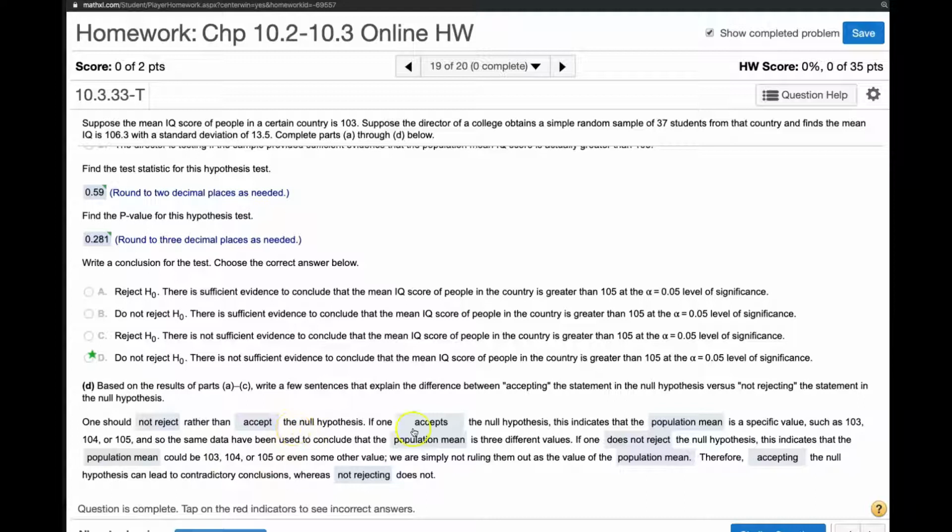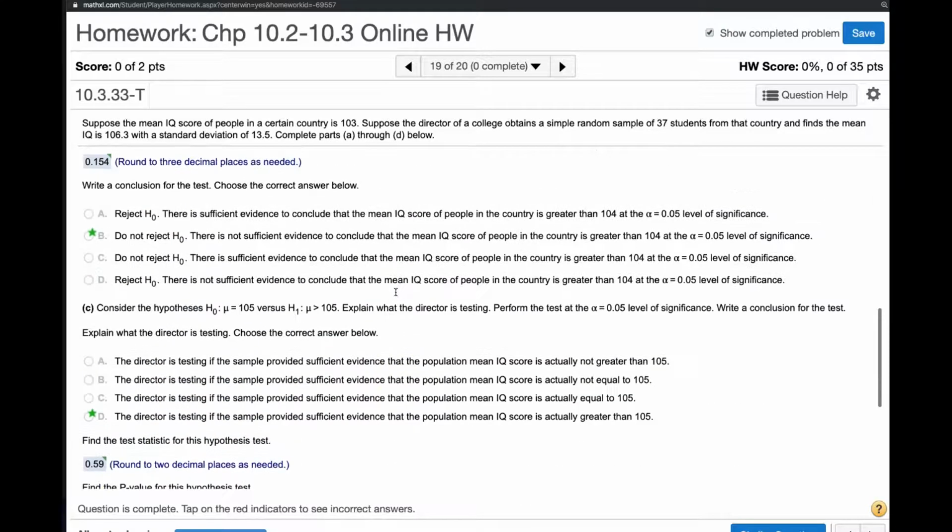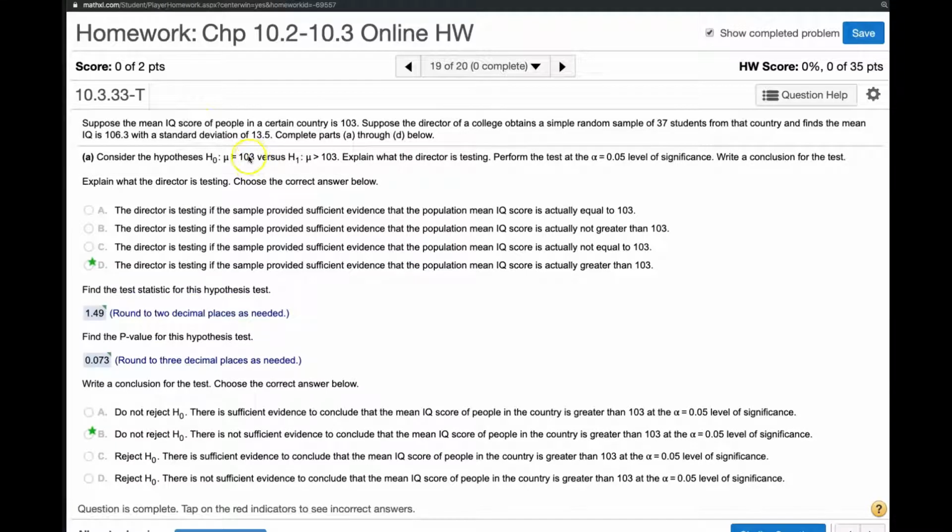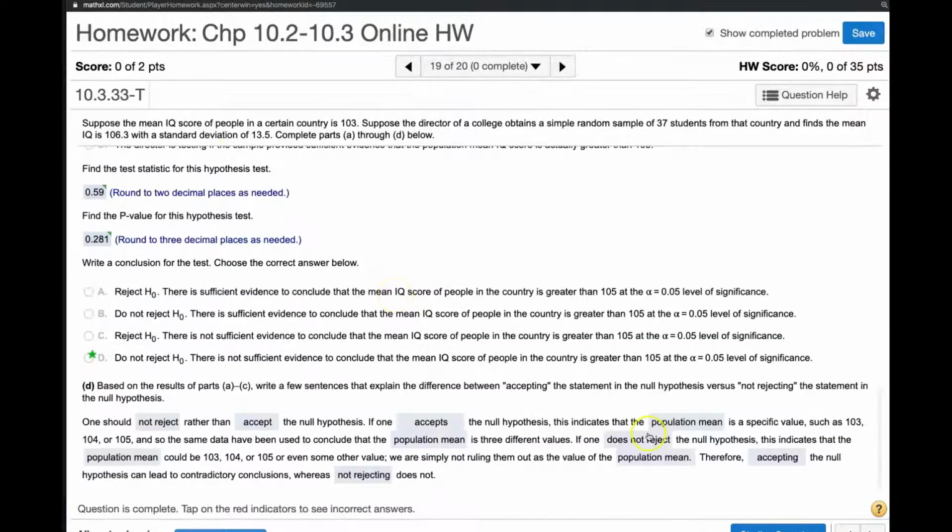And so we do not accept, because if we were accepting, then this indicates that the population mean is some value on our null hypothesis, like for the first one, we're saying that it equals 103. If we accept it, we're not accepting it, right? And so the same data have been used to conclude that the population mean is 3 different values. In this case, we notice we did not reject 103, 104, 105. We didn't reject any of those. So we're not saying that it is 103, 104, 105. What we're saying is we cannot reject that it is one of those, right?